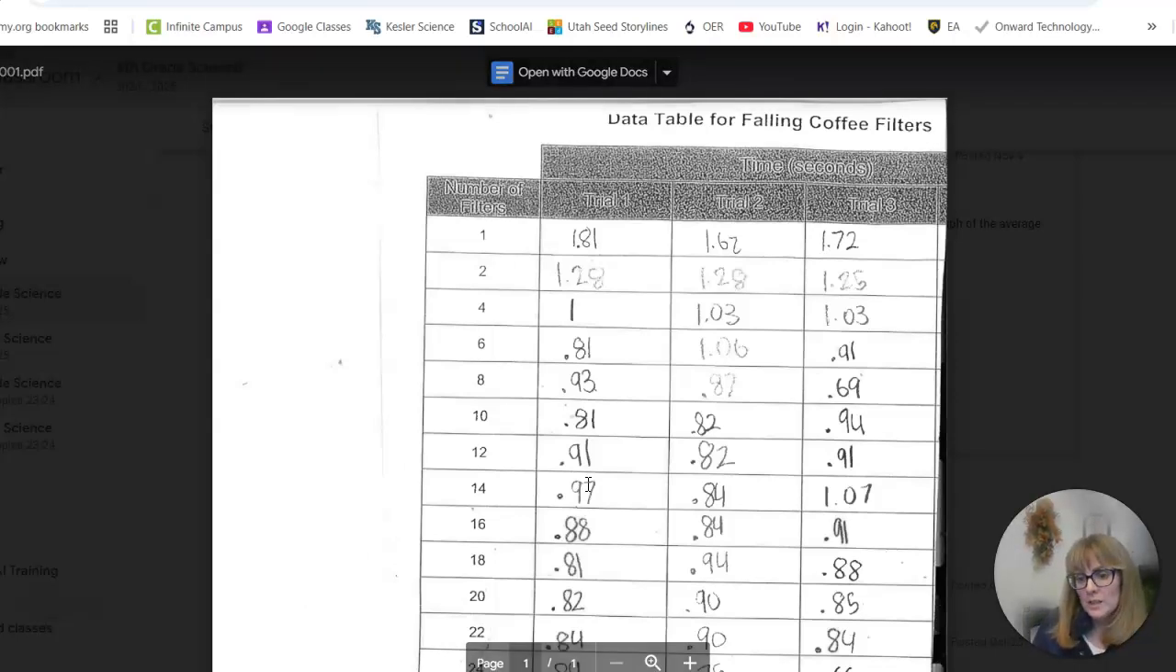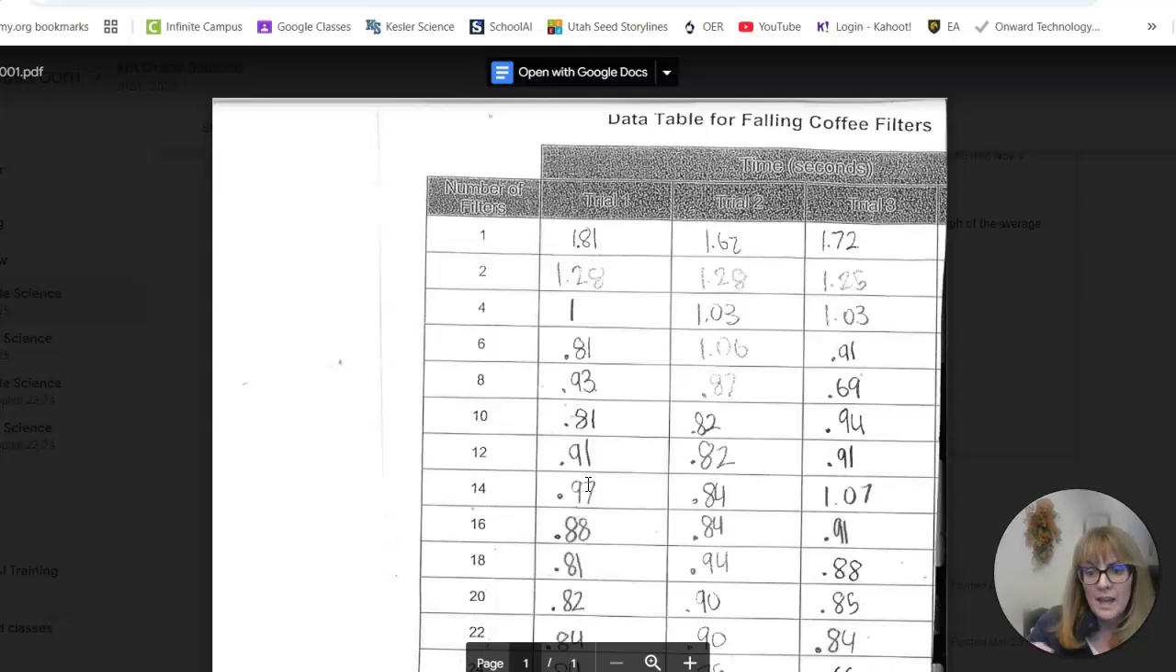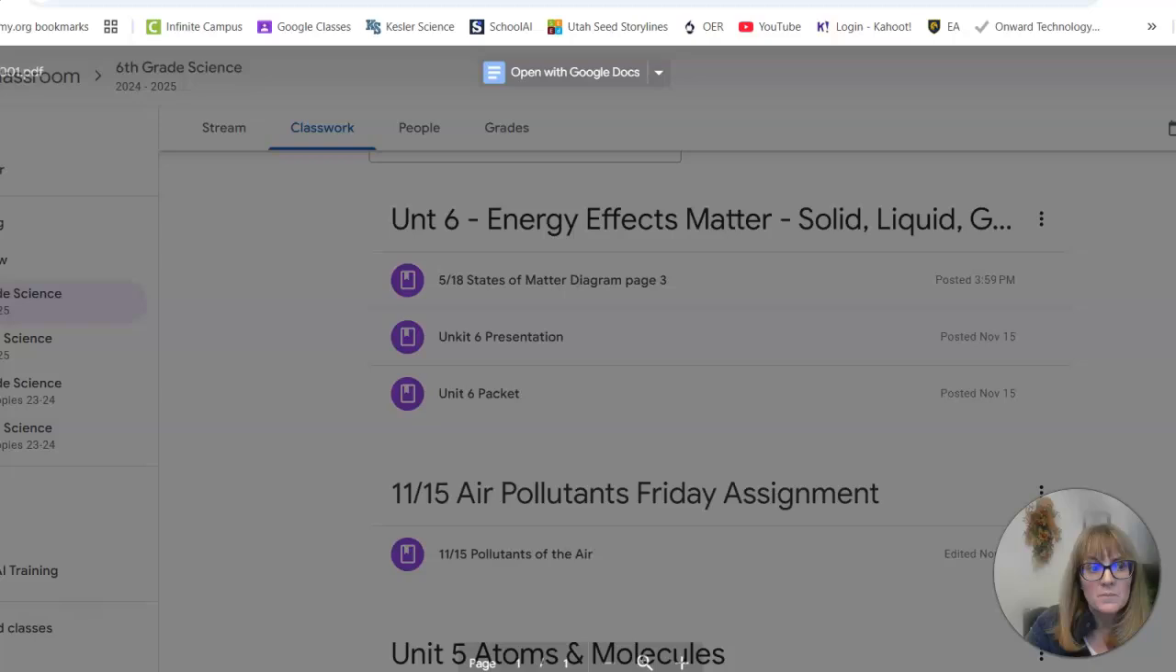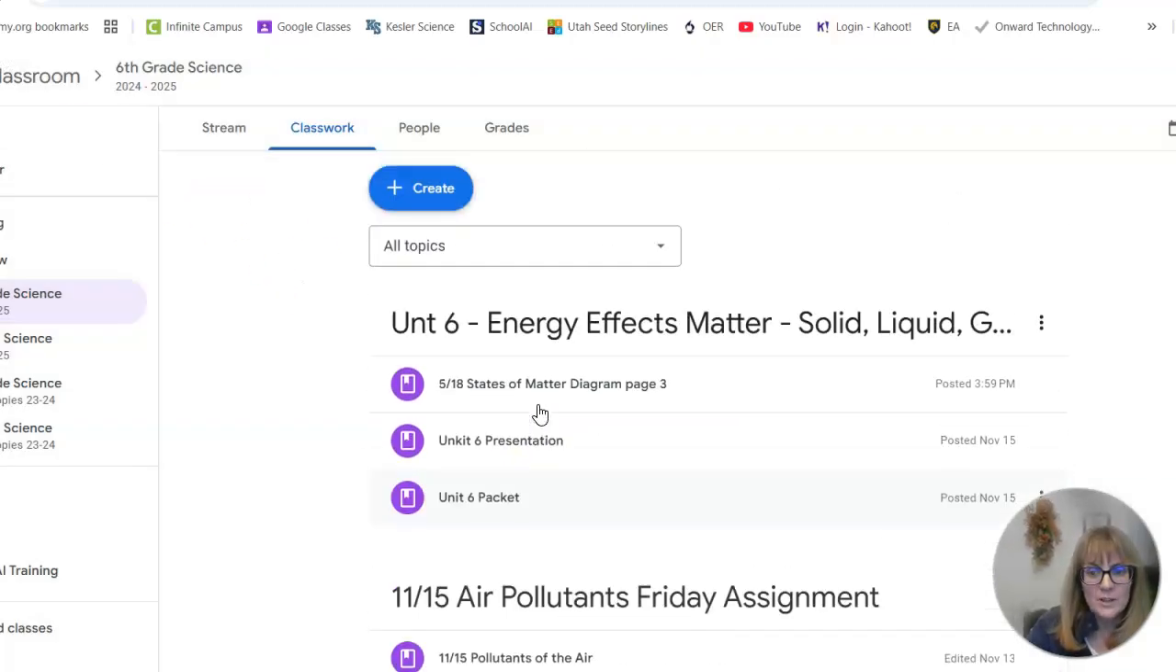I've gone through and completed my labs so that there is actual data. Other teachers have done this too. So if there's ever a lab and there's data that's to be collected, students have an opportunity to go in, use what we call canned data, which is already done for them, and fill it out. Okay, so that's just a little bit about the Google Classroom.